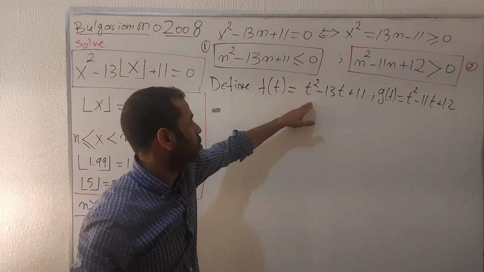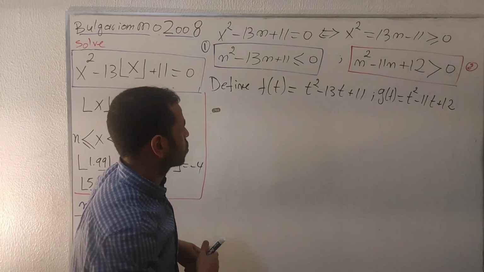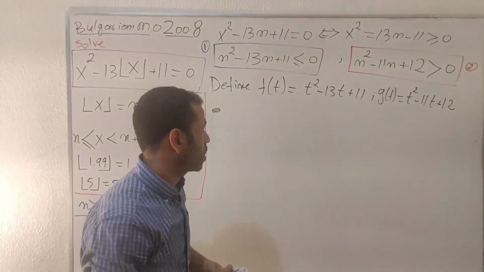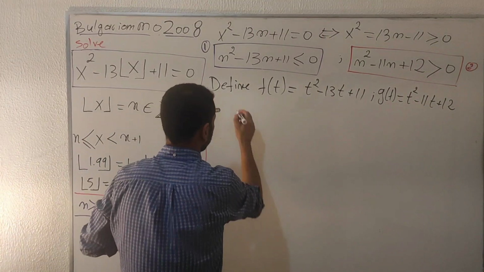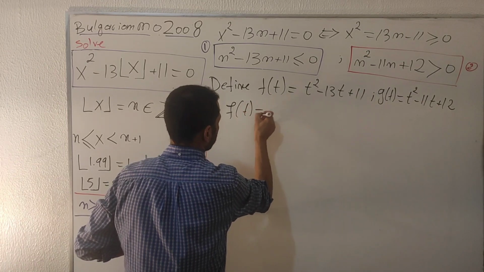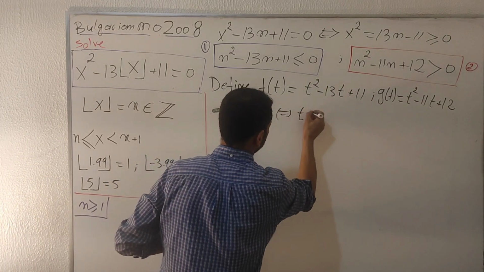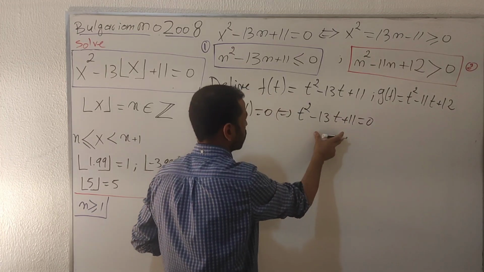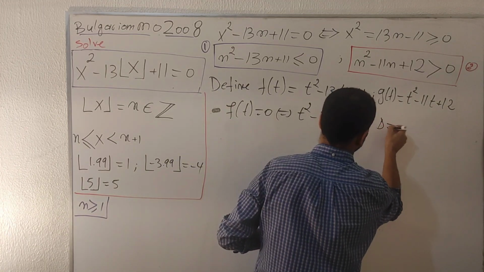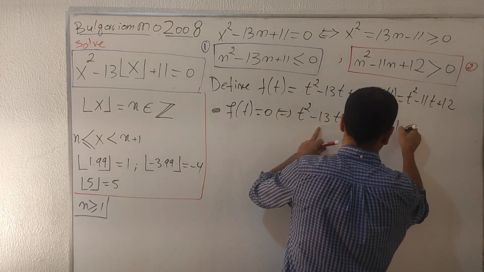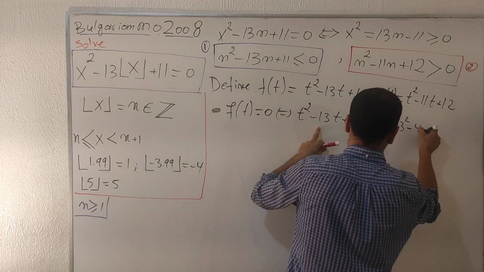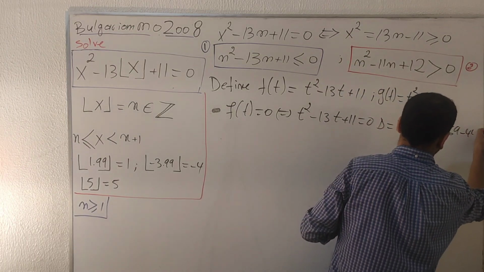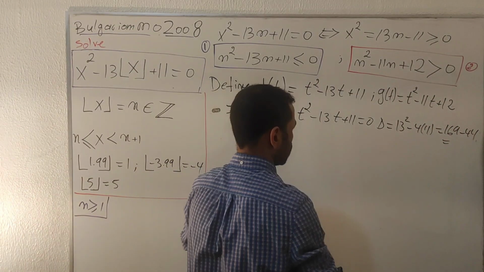But I'm going to calculate the first derivative function of this one. Before I go through the differentiation of this function, I'm going to solve this equation to see where I have an intersection with the OX axis. The same thing with the other one. So if f of t equals 0, equivalent t squared minus 13t plus 11 equals 0, I'm going to calculate the discriminant. We'll have delta, which is 13 squared minus 4 times 11, giving us 169 minus 44, which is 125.